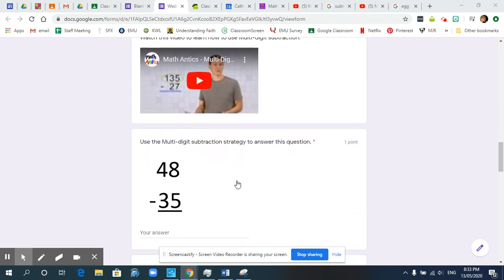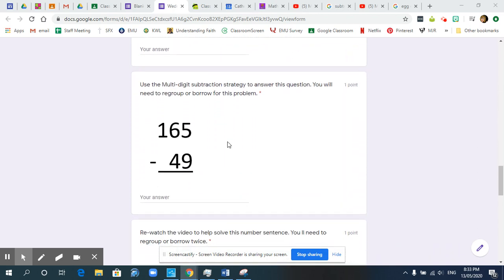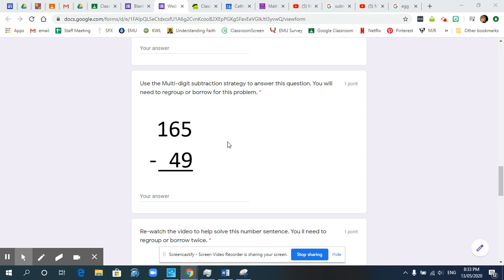Use the multi-digit subtraction strategy to answer this question. 48 take away 35. This is just simply putting the number in here that you get after you've used that multi-digit subtraction strategy. Use the multi-digit subtraction strategy to answer this question. You will need to regroup or borrow for this problem, and you'll only do it once for this one. 165 take away 49. Type your answer in here.